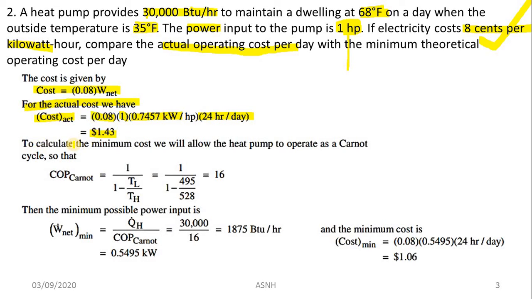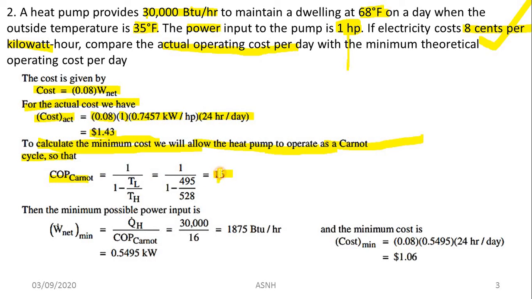Similarly, to calculate the minimum cost, we will allow the heat pump to operate as a Carnot cycle. Keep in mind that this is only for comparison purposes, to calculate the minimum cost. As we know, Carnot COP is nothing but the lowest temperature upon highest temperature minus lowest temperature. In the numerical, the temperatures are already given. In Fahrenheit, I just converted them into Kelvin by some multiplication factor, and I get the Carnot COP.